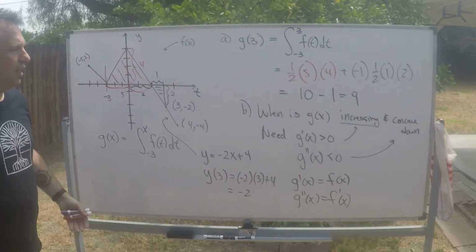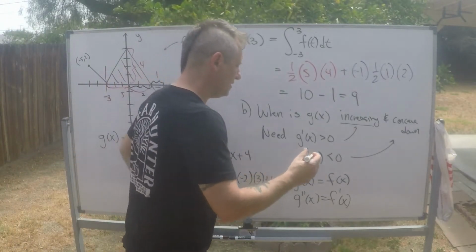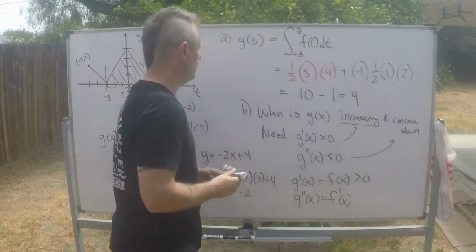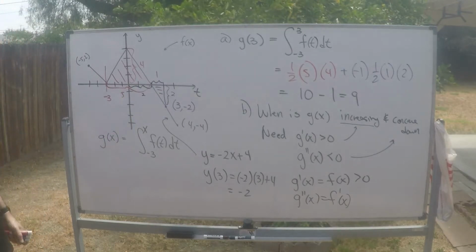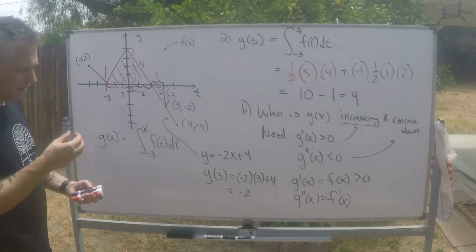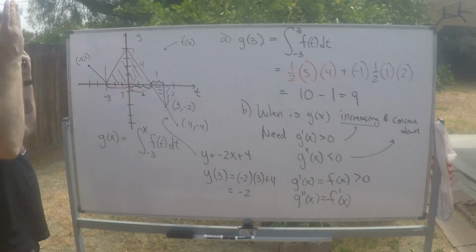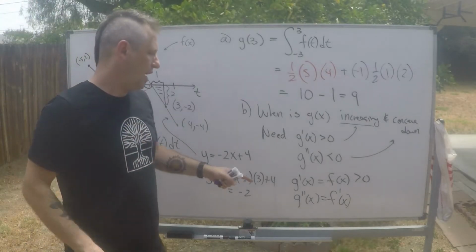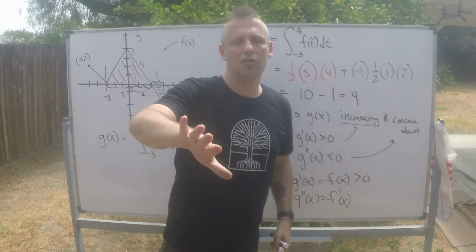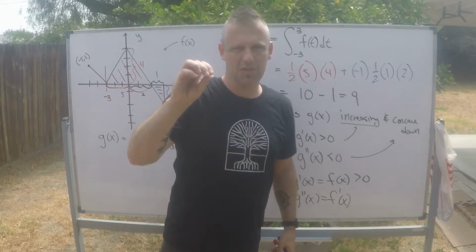So here we go. We need f of x to be positive. Well, here's the graph of f. In order for f to be positive, this means that f is above the x-axis. Now, I say positive, but really I'm also going to allow 0 as long as it's at specific places.